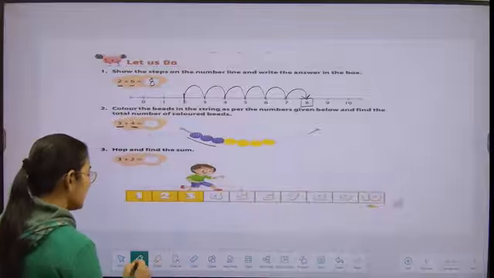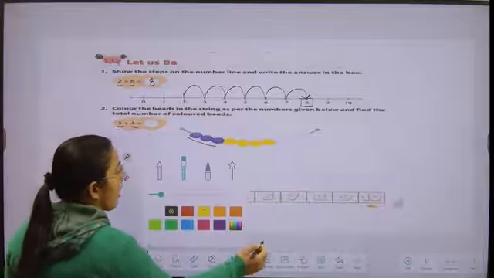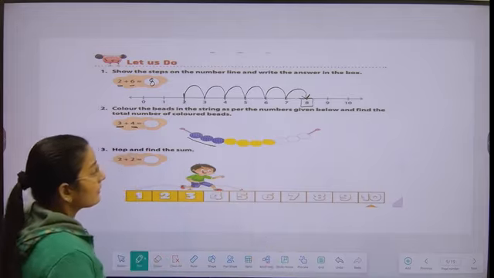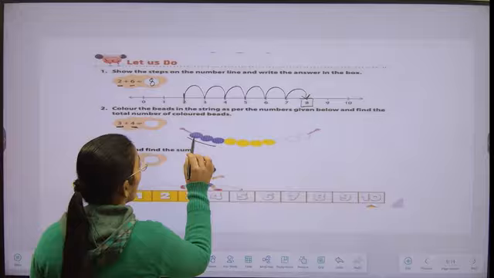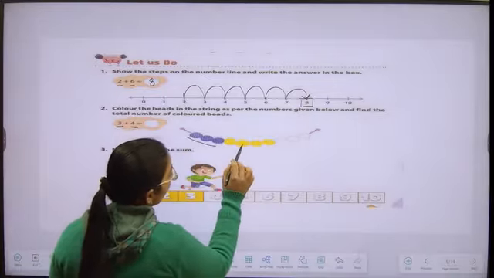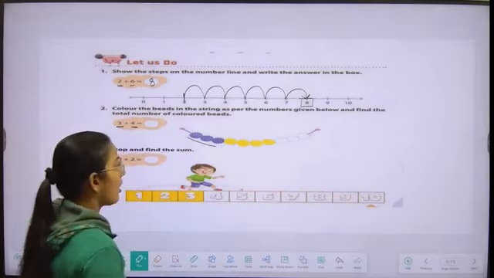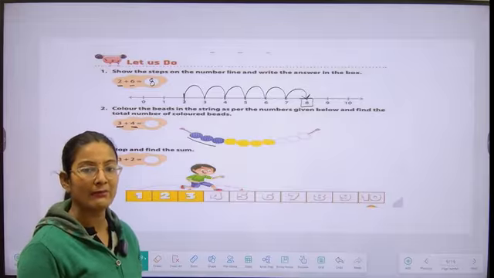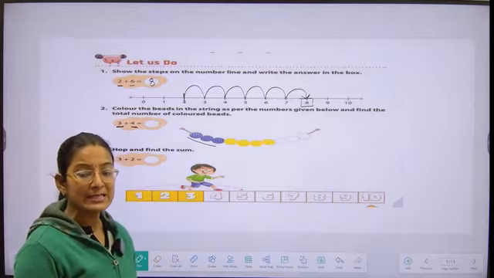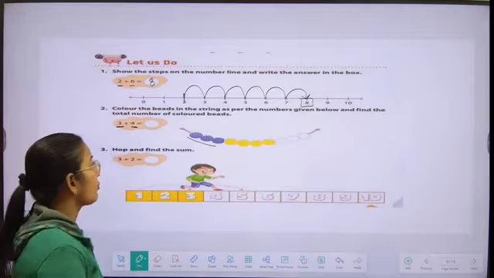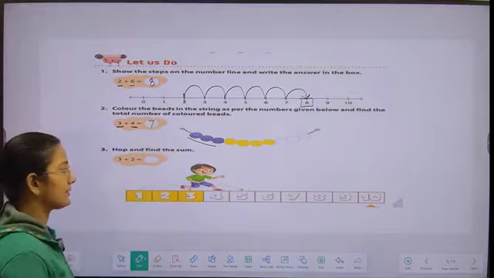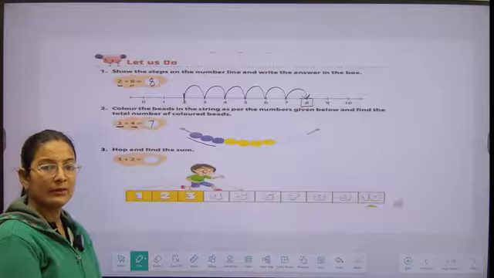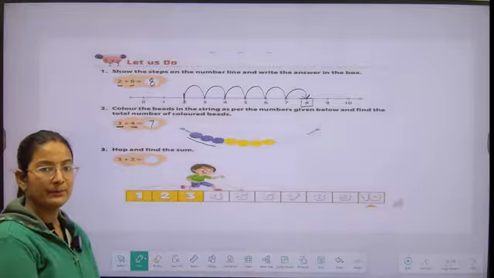Now students, they were asking how many total colored beads we are having. Let's start counting. 1, 2, 3, 4, 5, 6, 7. So how many colored beads in total are we having? We are having 7 colored beads. So what do we have to do? We have to write a 7 for this. Everyone did this? Very good.